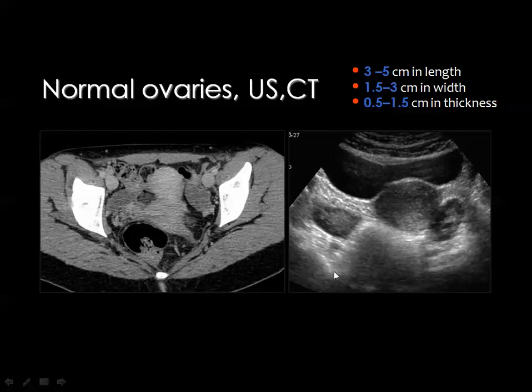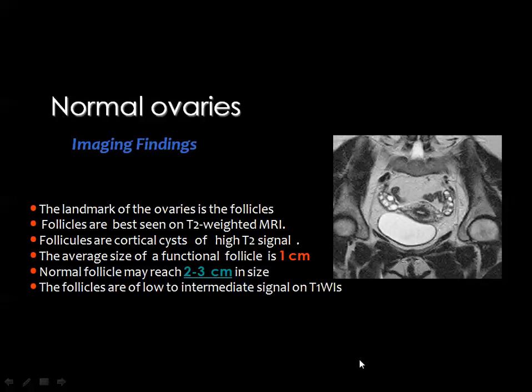The CT is the least sensitive of the imaging modalities compared to ultrasound and MRI in the detection of the normal ovaries. And this is an example. This is the left ovary and this is the right ovary. And you may need to, of course, opacify the bowel by oral contrast media. And many times you need to inject the contrast material so that you will be able to see the normal ovaries. But the transvaginal ultrasound is a good modality for evaluation of the ovaries and also MRI.